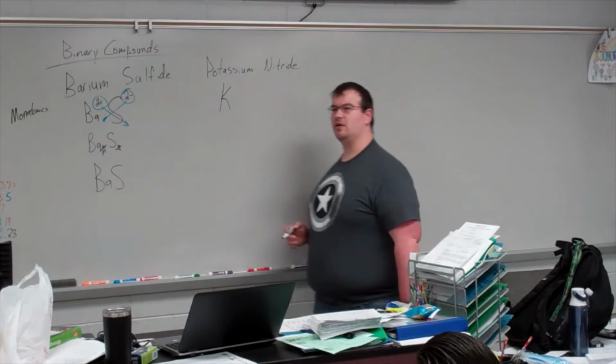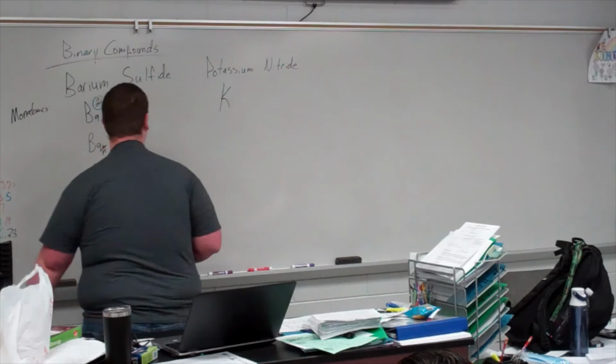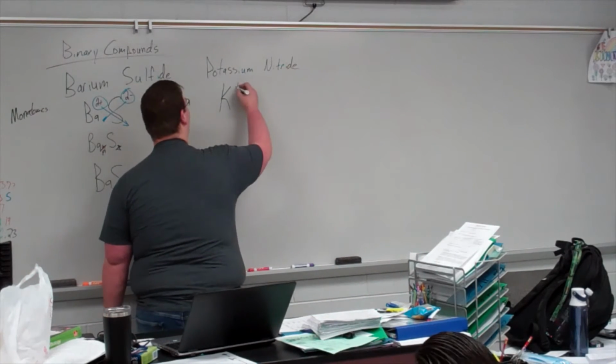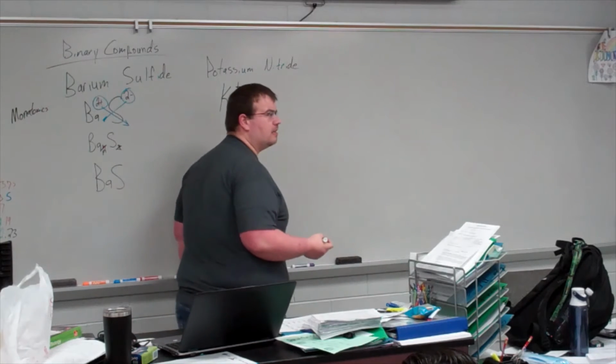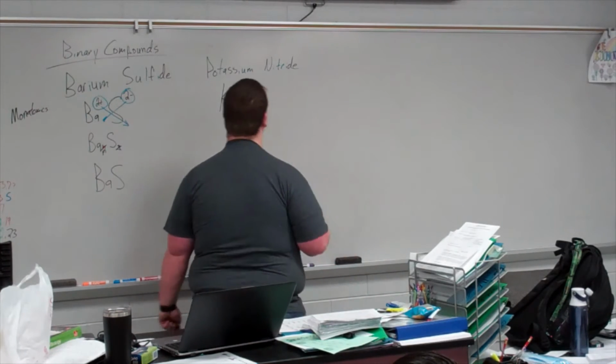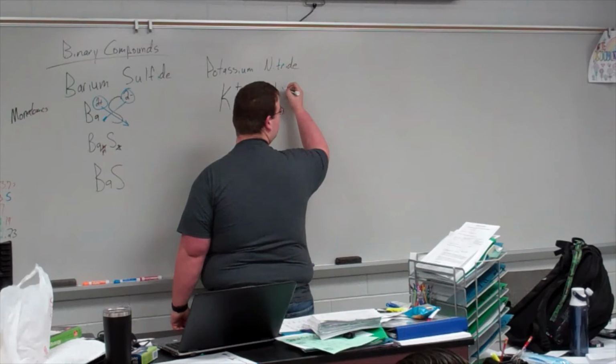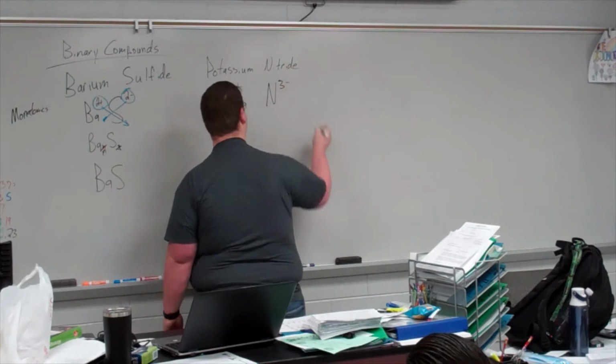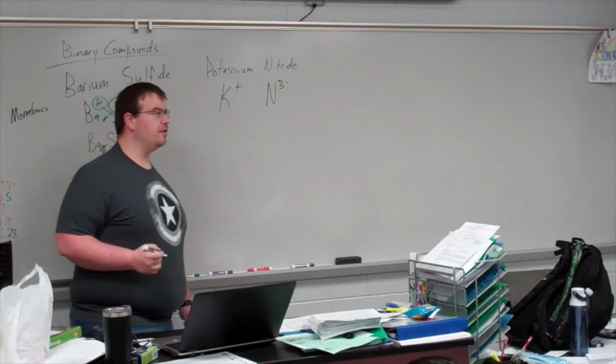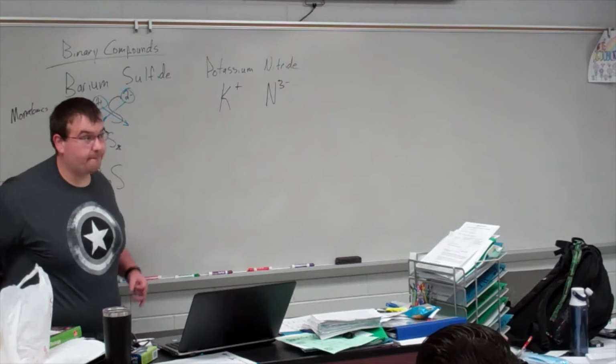What is the charge on the potassium? Positive 1. Look at the nitride. Nitride comes from nitrogen. Chemical symbol for nitrogen is N. What's the charge? -3. What are we going to do to get it right? We've got to do the cross.